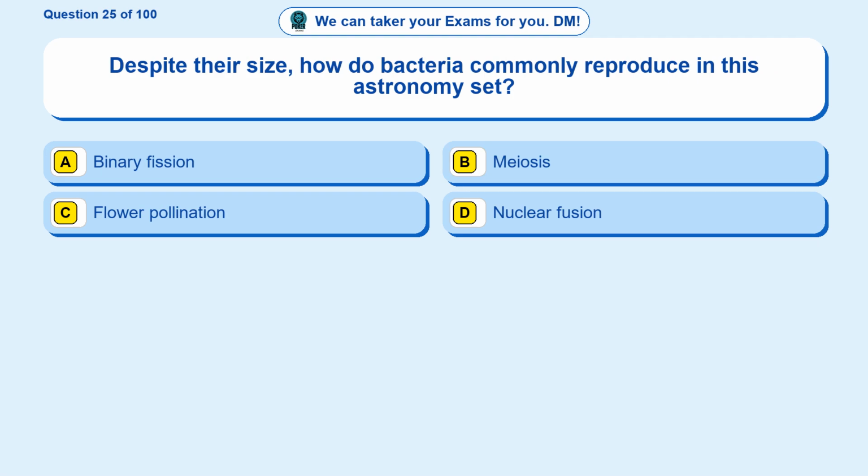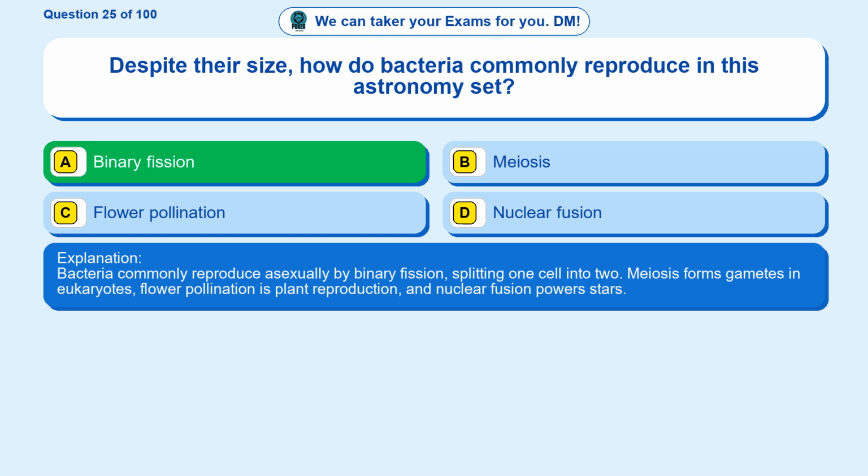Question 25. Despite their size, how do bacteria commonly reproduce in this astronomy set? Option A, binary fission. Option B, meiosis. Option C, flower pollination. Option D, nuclear fusion. The correct answer is option A. Binary fission. Bacteria commonly reproduce asexually by binary fission, splitting one cell into 2. Meiosis forms gametes in eukaryotes, flower pollination is plant reproduction, and nuclear fusion powers stars.